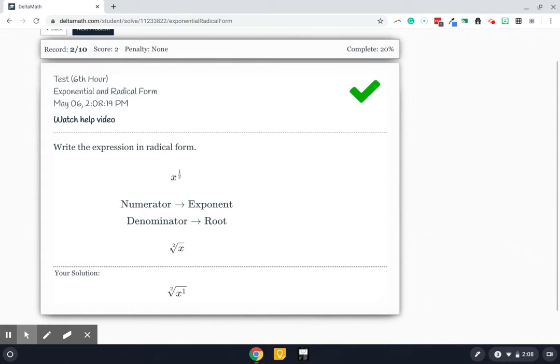They didn't write it exactly the same way, but it's the same idea, right? We're getting the pieces in the right place.